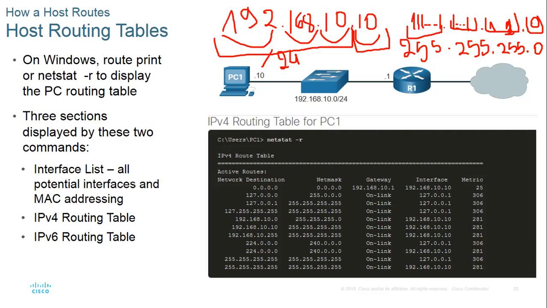Then we have a gateway, which indicates the IP address of the router on the border or on the edge of this LAN, the interface we are sending these packets over, okay, and the metric, which represents the cost to reach this destination.